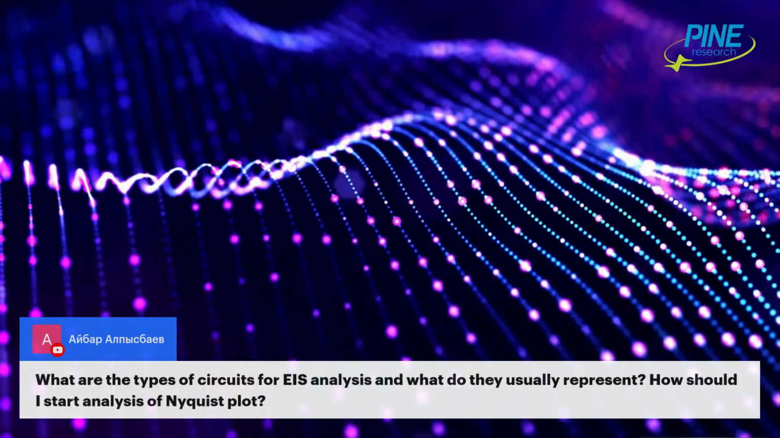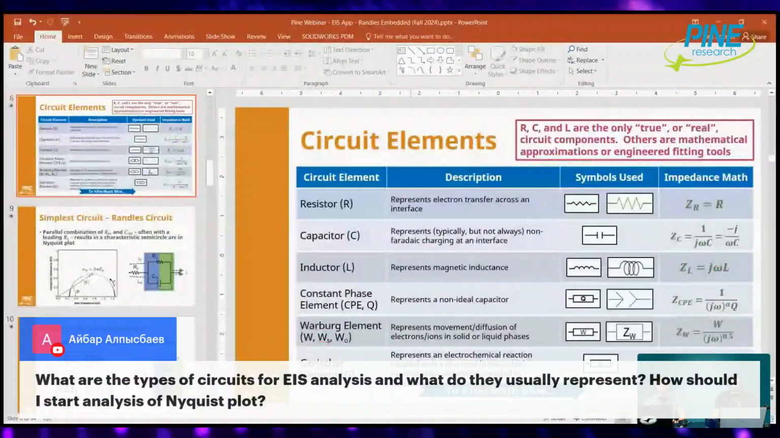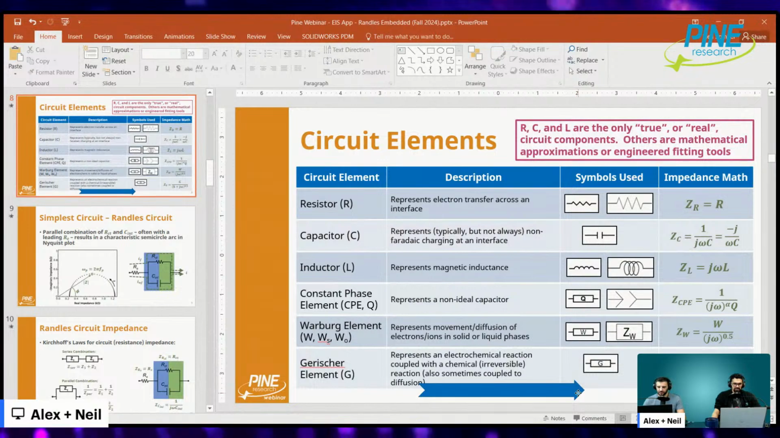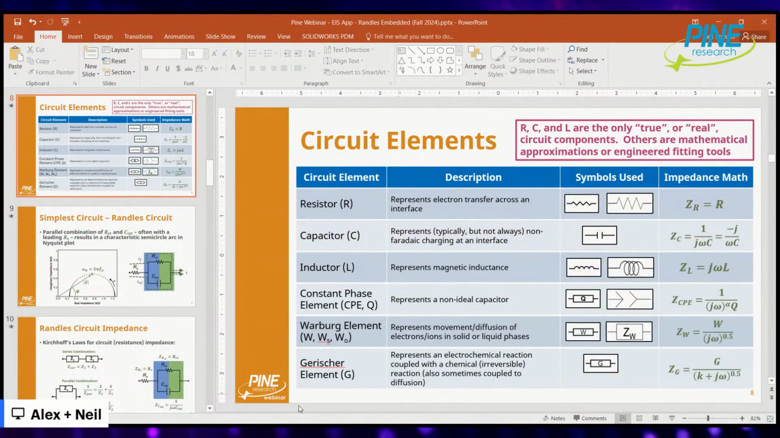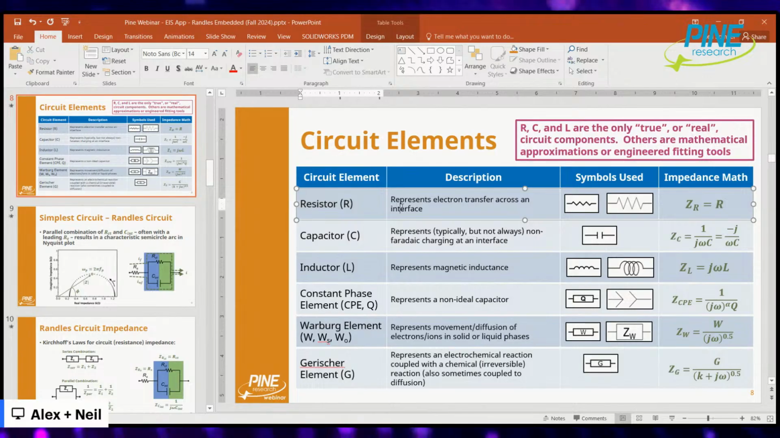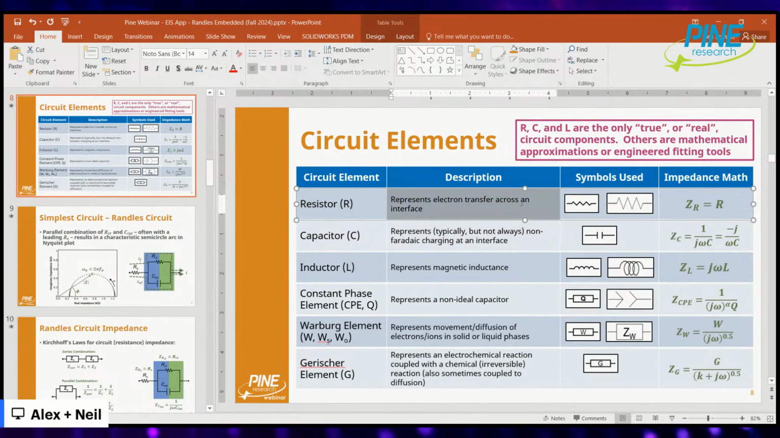So the types of circuits, this is a sort of quick summary. It's not exhaustive necessarily, but it's a quick summary of the symbols, circuit elements that are used. So we have resistors right here, and typically this represents an electron transfer across an interface. So this is like a Faradaic process. So a resistor exists as a representation of charge transfer process, kinetics, often a redox process. A plus an electron goes to B. The resistor is usually an indication of how difficult it is to move that electron.